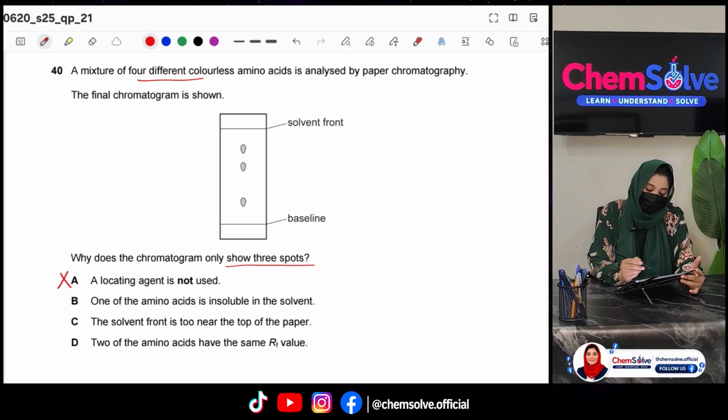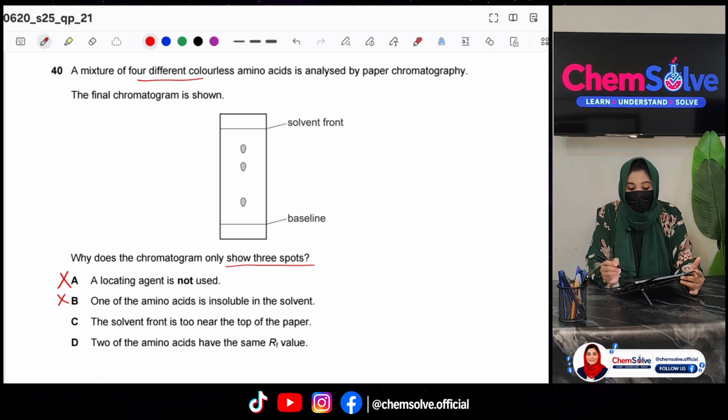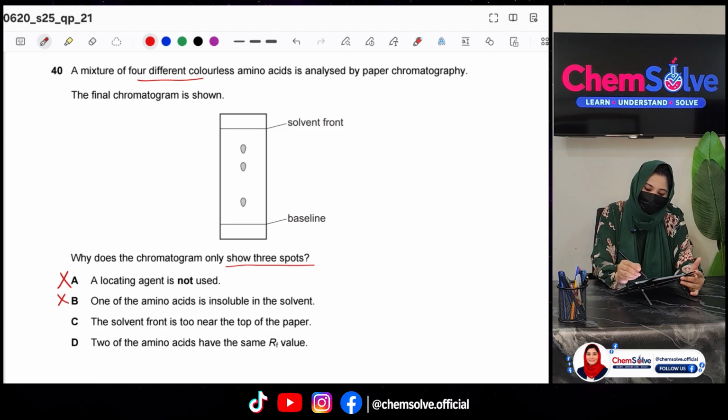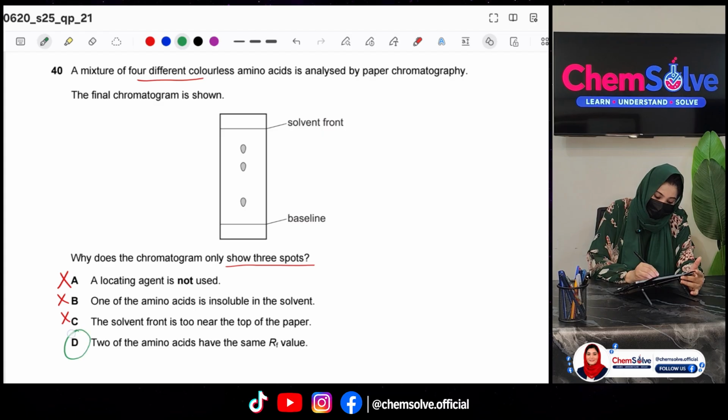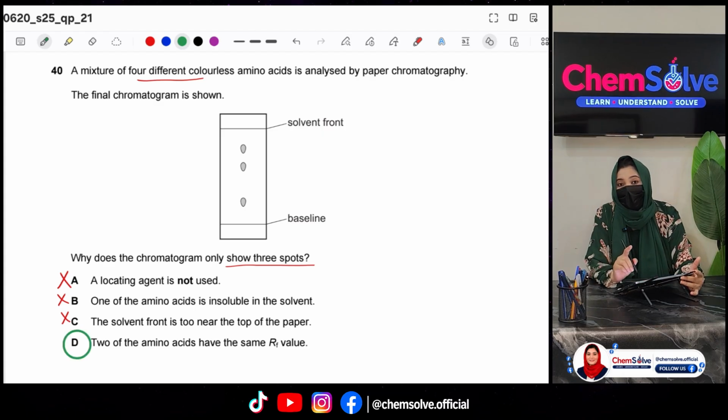One of the amino acids is insoluble in water. Of course not, because a solvent is used depending upon the solubility of the solute. The solvent front is too near the top of the paper. No, it is far away like this, so this is not correct. 2 of the amino acids have the same Rf value. Yes, this could be the option. If 2 of them have the same Rf value, then they will give only 1 spot.